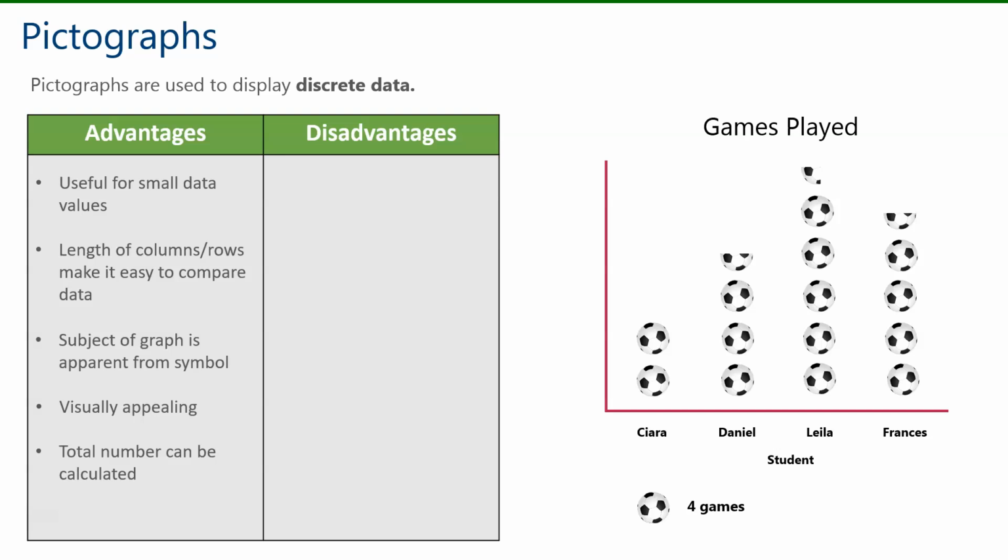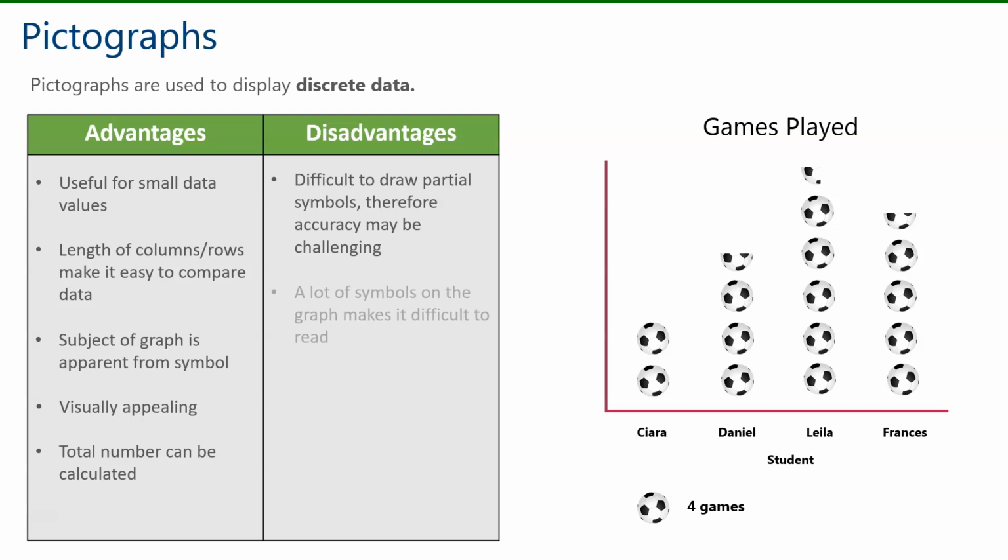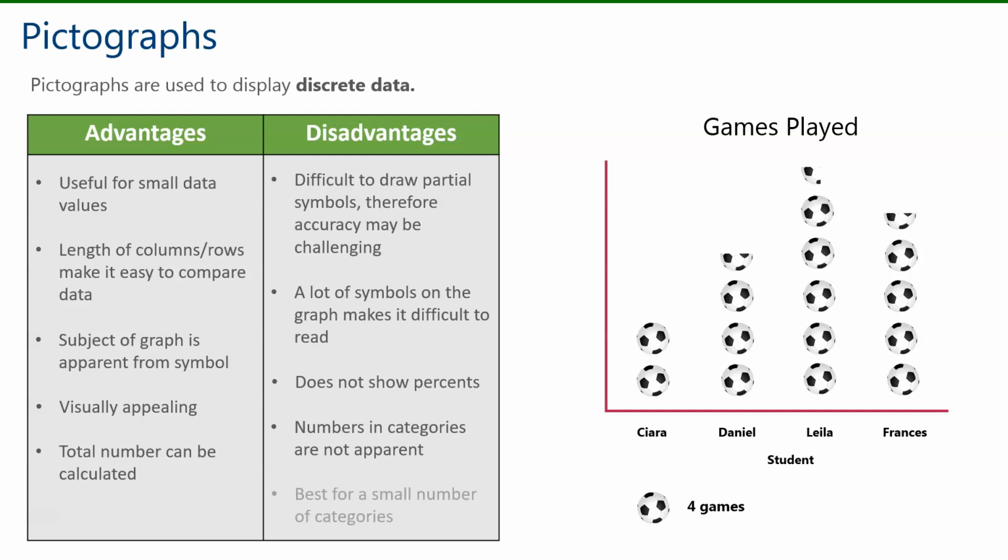Some disadvantages include: it can be difficult to draw partial symbols, and therefore the accuracy may be challenging. In this case, drawing a half or a quarter of a soccer ball is not too bad, but depending on the symbol being used, it can be much more challenging. A lot of symbols on the graph makes it difficult to read. It does not show percents. The numbers in the categories are not apparent. They have to be tallied up. And it's best for a small number of categories.